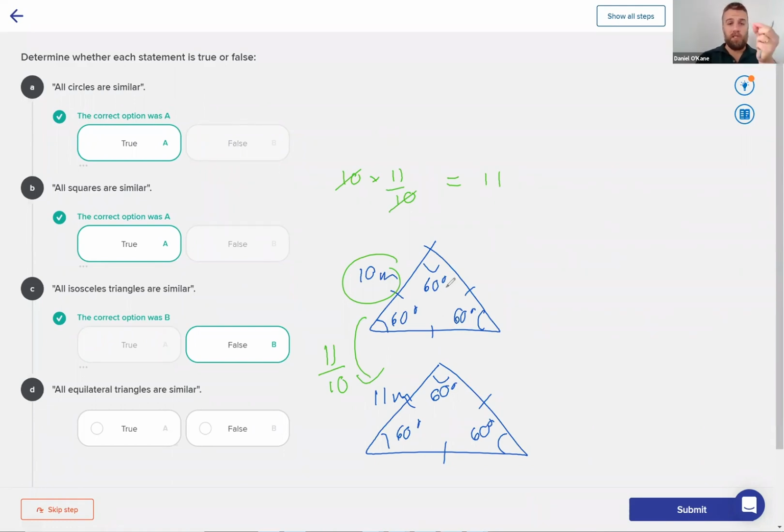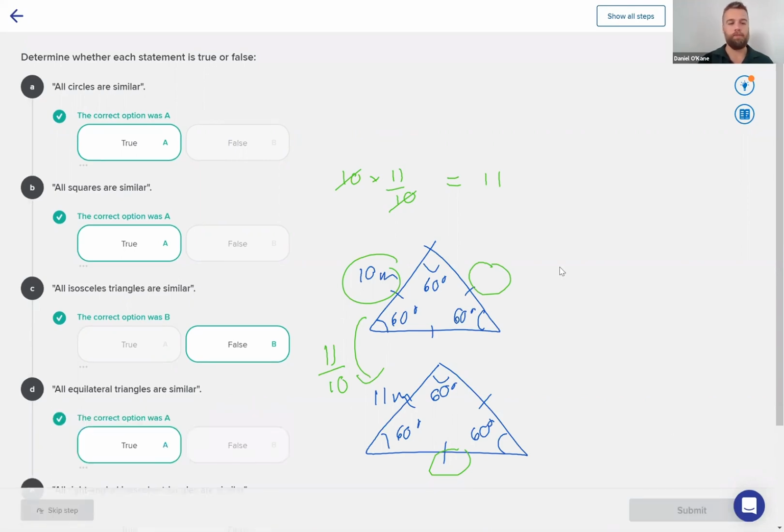So in this case, because it's that one measurement that we're multiplying, okay, I mean, all 3 side lengths are the same, so they all get multiplied by 11 tenths to create 11, okay? So yes, all equilateral triangles are in fact similar. So we can say that statement is true.